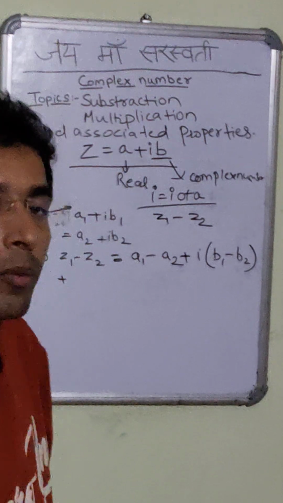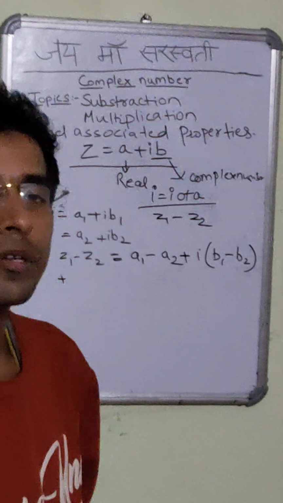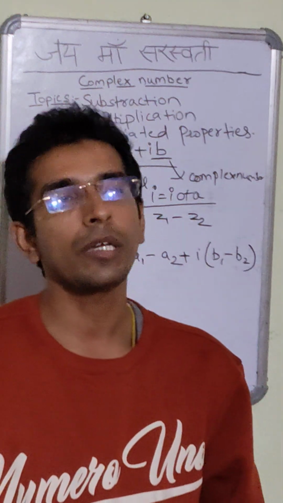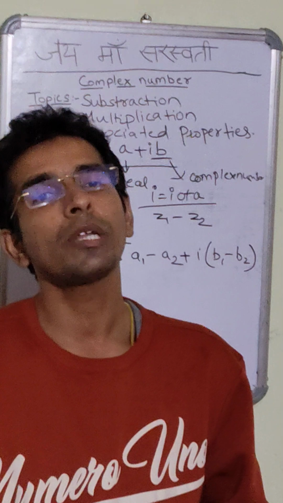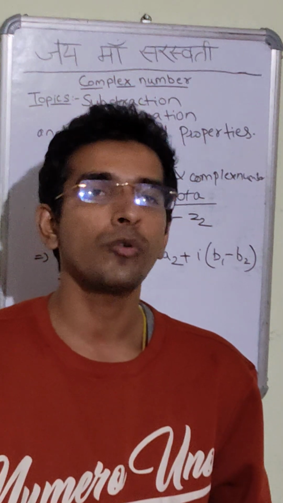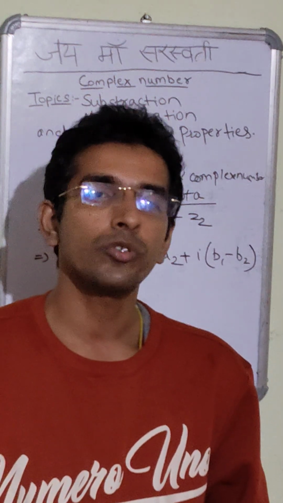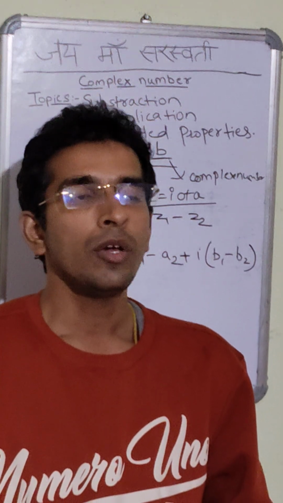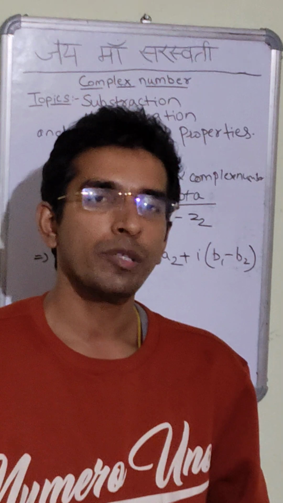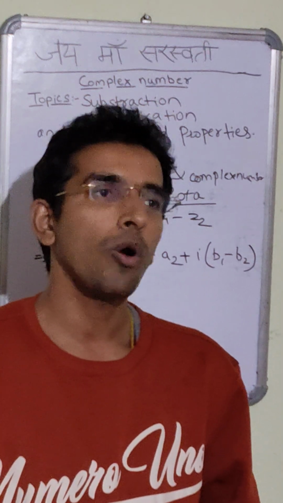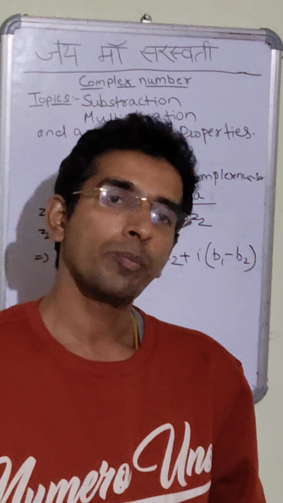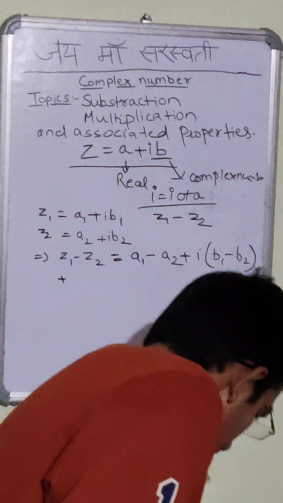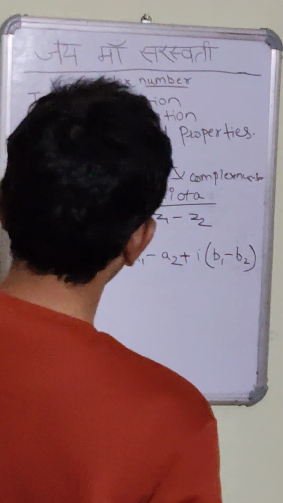Now we will be moving to the multiplication part. In the case of multiplication also, we will consider two complex numbers, Z1 is equal to A1 plus iB1 and Z2 is equal to A2 plus iB2, and we will multiply both these entities using the basic principles of mathematical operations, and we will check how we are multiplying these two expressions.